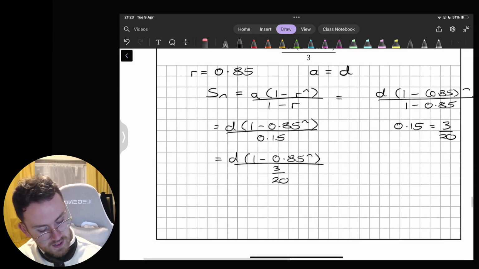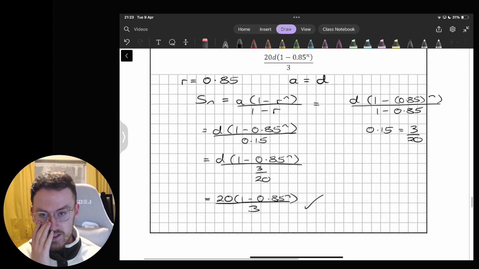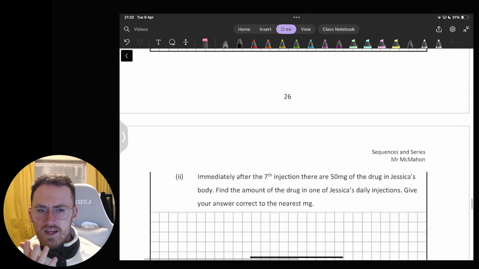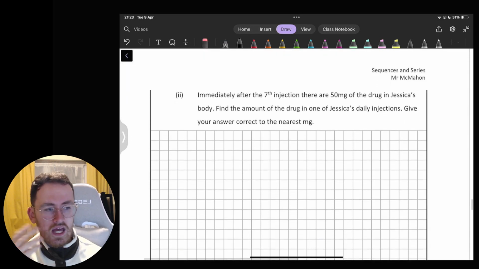Three over 20, and then based on our fractions, from what we've done before, that's 20 times 1 minus 0.85 to the power of n, and all over 3, and that matches up with what we wanted there. So you can see how useful it was for us to go back and compare to Alex's situation, and that helped us along with starting off the question.